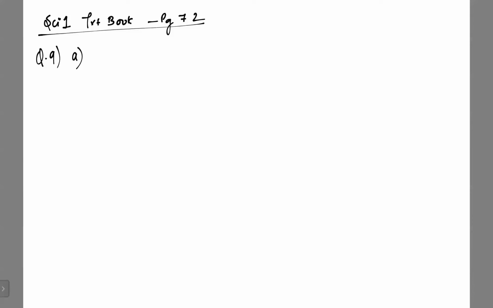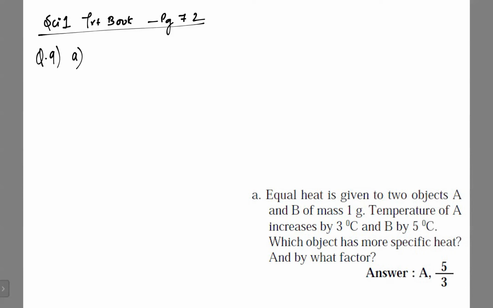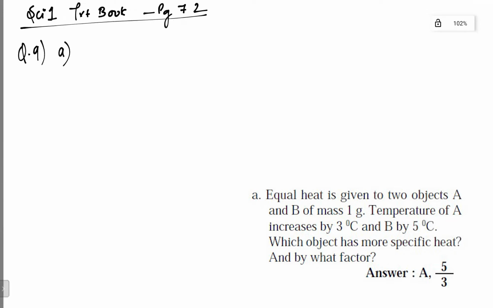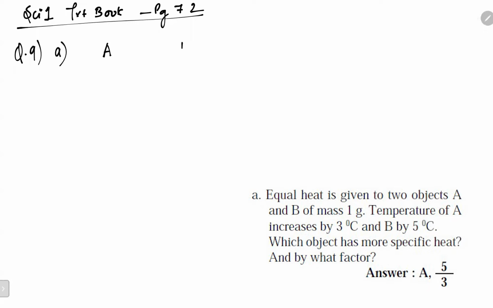Now I will read out this question. Equal heat is given to two objects A and B of mass 1 gram. Pay very high attention. We have object A and object B. Equal heat is given to the two objects. Let's say the heat given to both the objects is Q. The mass of both the objects is the same, 1 gram.